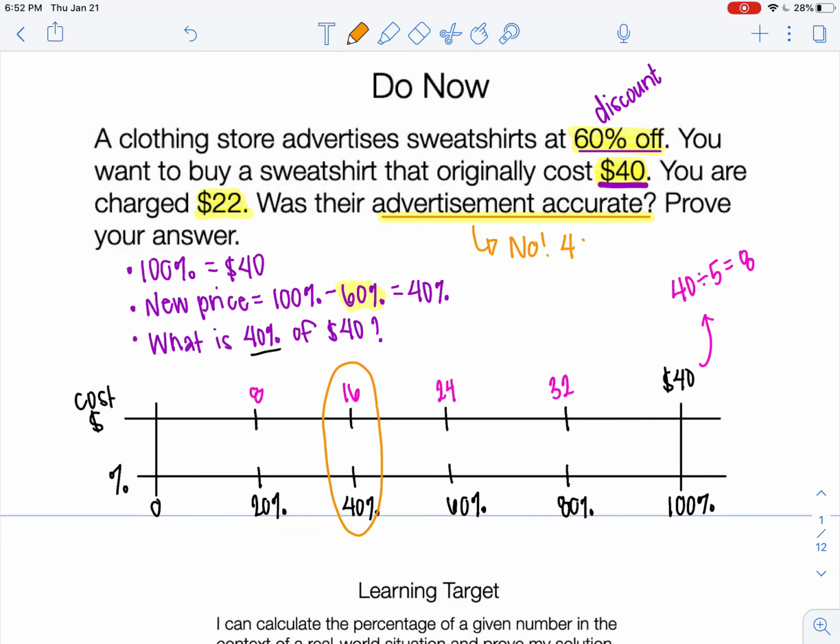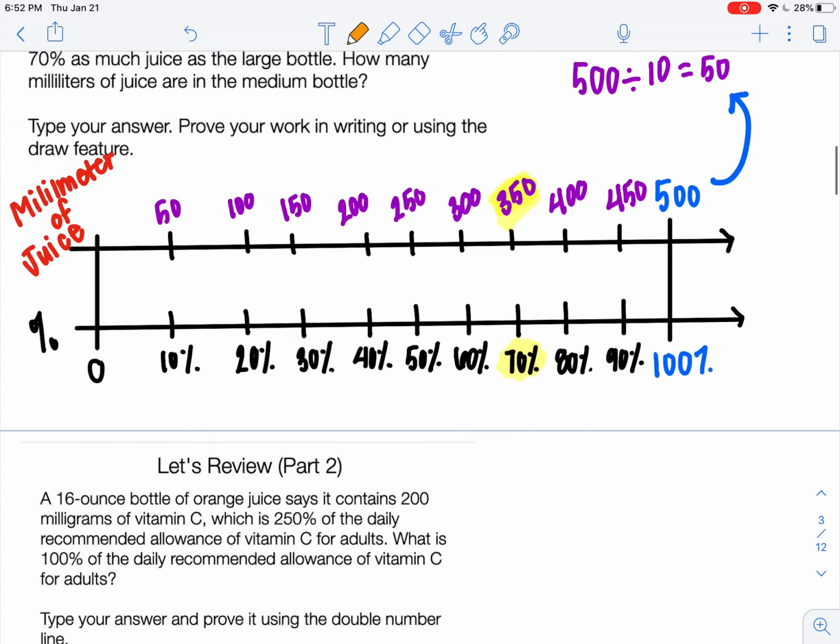Because 40% of $40 is only $16. And knowing that is really helpful, because you're going to save $8 versus what they charged you, which was $22. Let's talk about one more example.